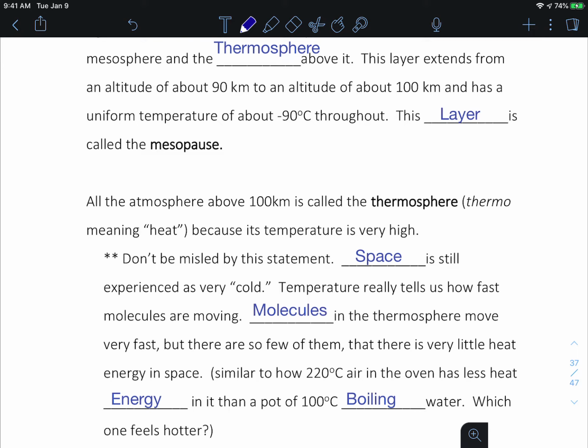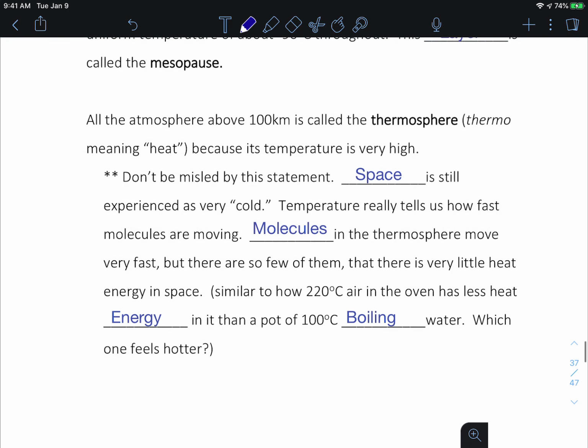If you could catch a particle, you would find that it's moving very quickly, but there just aren't a lot of those particles flying around. So it won't feel warm, but the temperature is high because the particles are moving fast because they're absorbing a lot of the sun's energy.